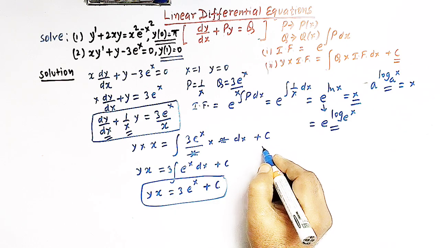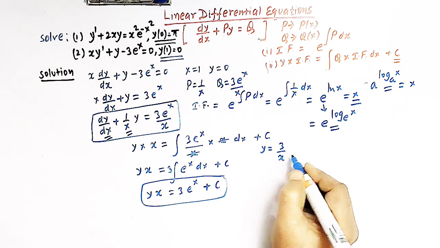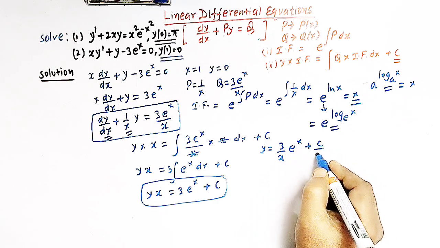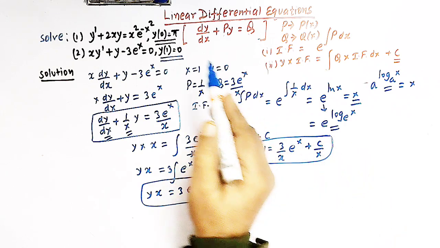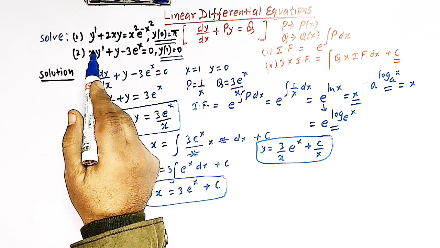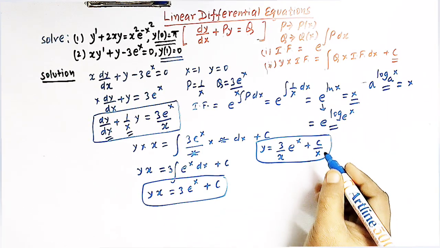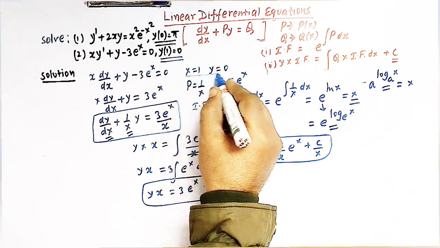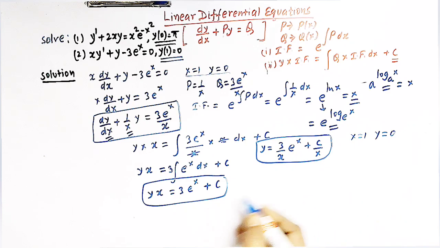And we can also write this expression as y is equal to 3 over x e raised to x, and then we have c over x, right? So this is the general solution of this differential equation containing this arbitrary constant c. Now to get the value of c, we have to make use of these initial conditions. So here we are given x is equal to 1 and y is equal to 0.